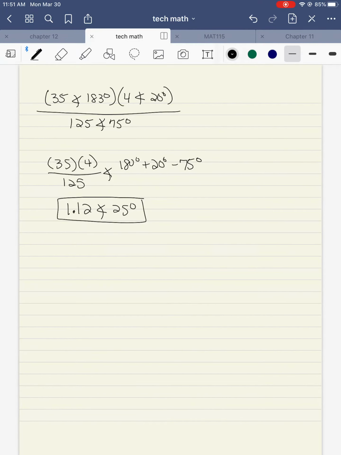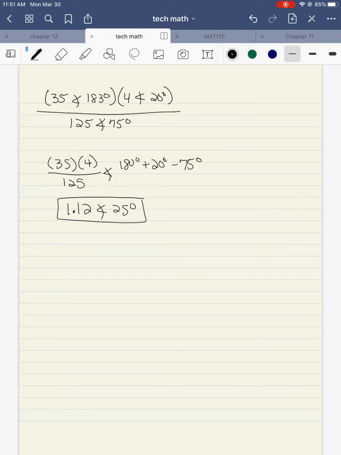If you have multiple things that you need to do, for instance, like here, 35 at an angle of 183 times 4 at an angle of 20 degrees divided by 125 at an angle of 75, you perform the multiplication and the division. So you're going to multiply 35 times 4, you're going to divide by 125, that takes care of the magnitudes. The angles 183 and 20 are added because that's multiplied, and then you're going to subtract 75 because that's how you do division.